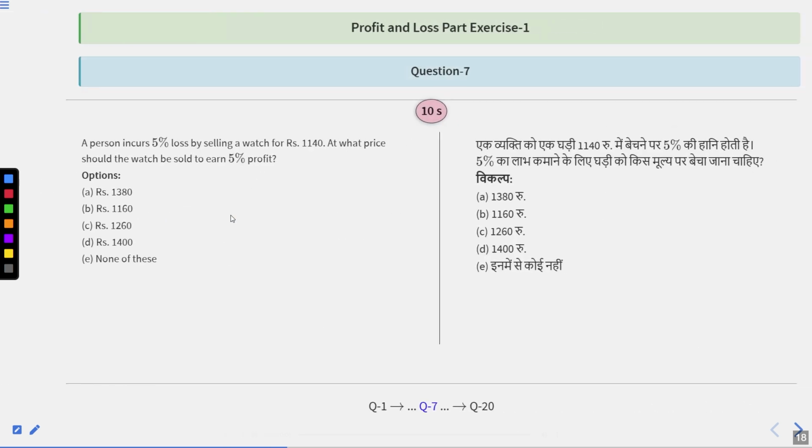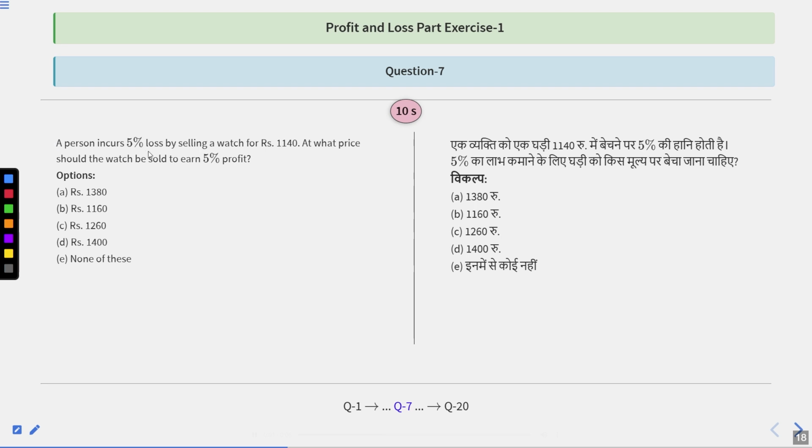Next one. A person incurs 5% loss by selling a watch for rupees 1140. At what price should the watch be sold to earn 5% profit? You have 5 options and 10 seconds to analyze the question. Your time starts now. Now time's up. Let's see the solution.